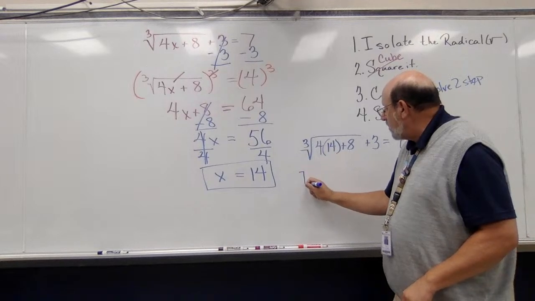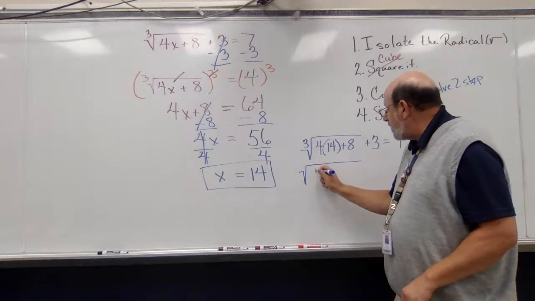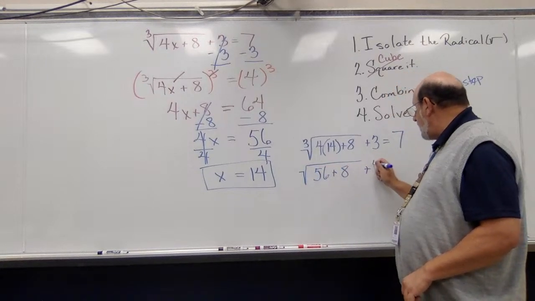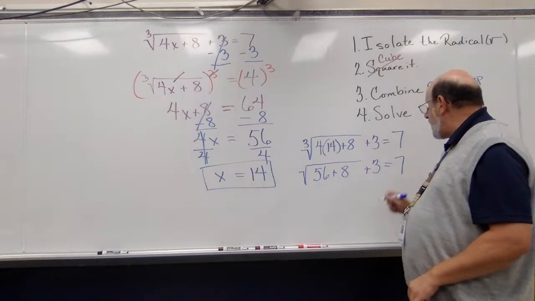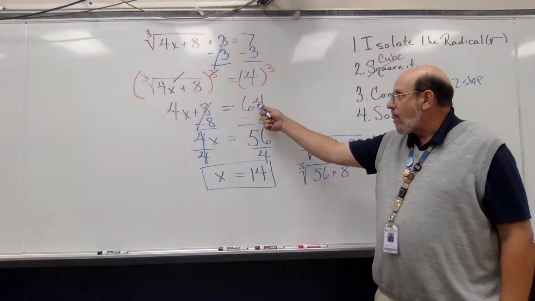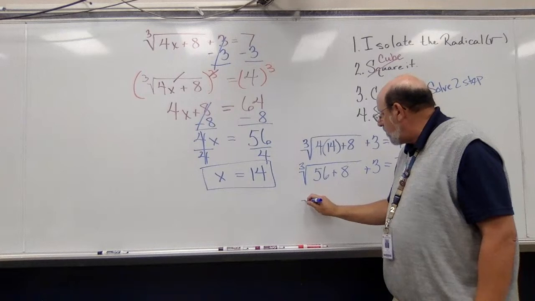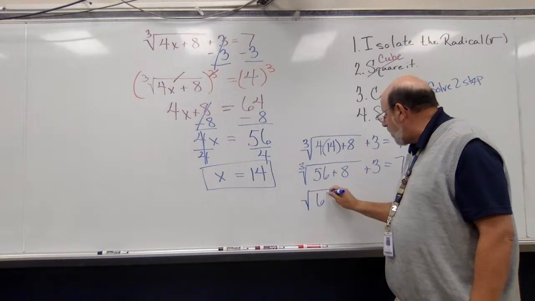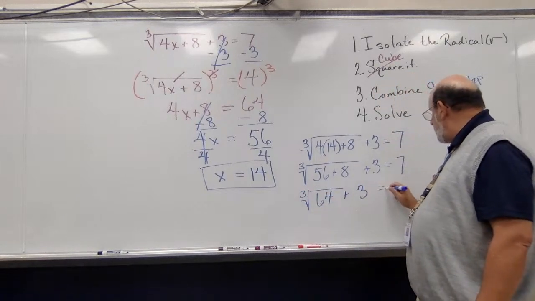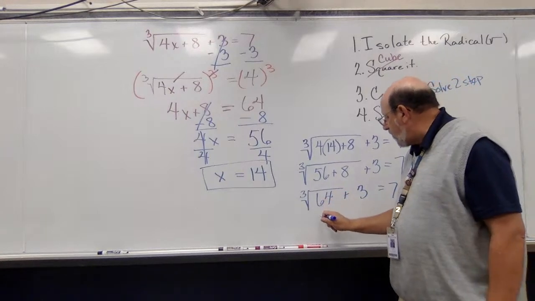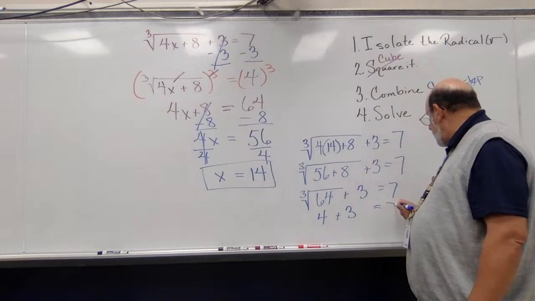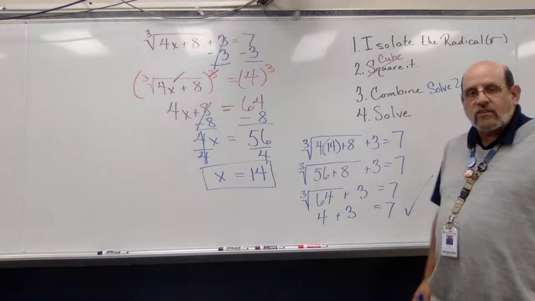So the cube root of 56 plus 8 plus 3 on the outside has to be equal to 7. What do we got? Well, 56 plus 8, what is it? 64. So 64 cube root plus 3 is 7. Cube root of 64 is 4 plus 3 is equal to 7. We did it right. Checks out.